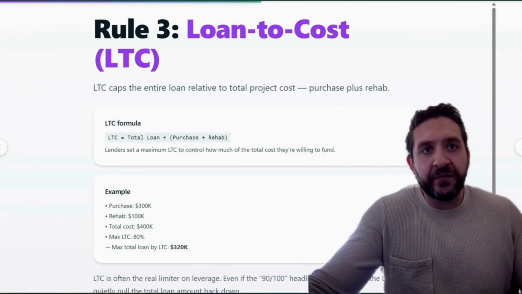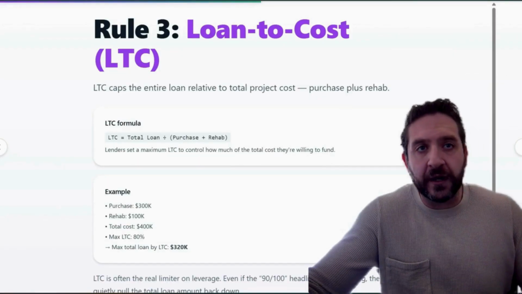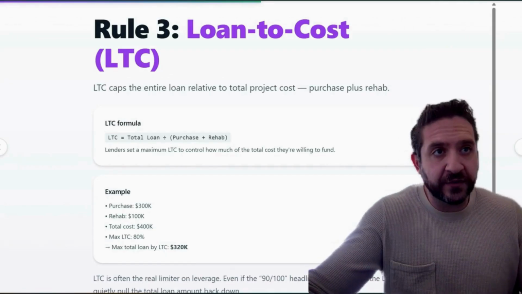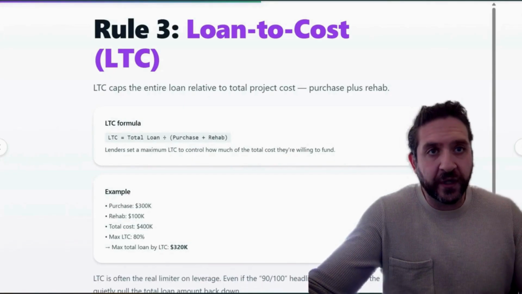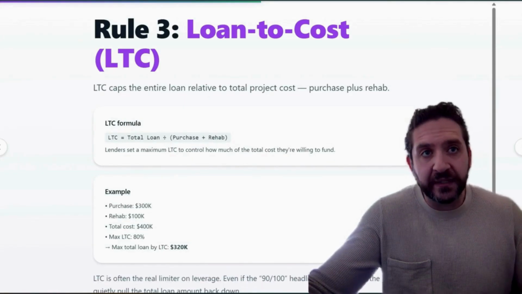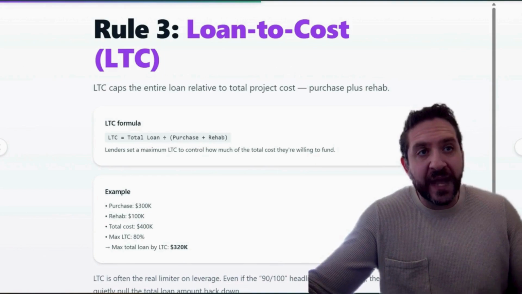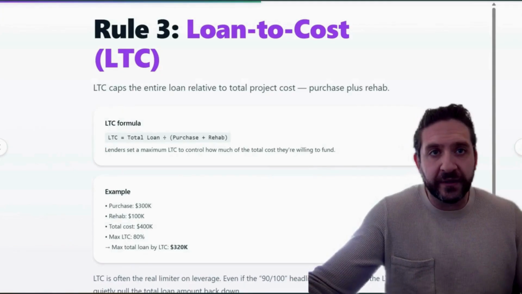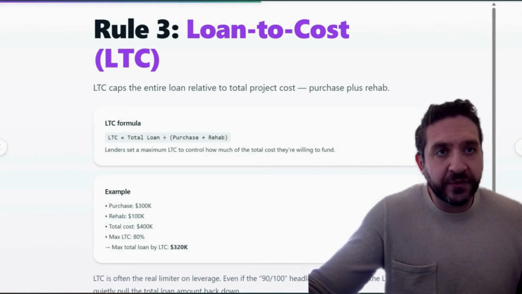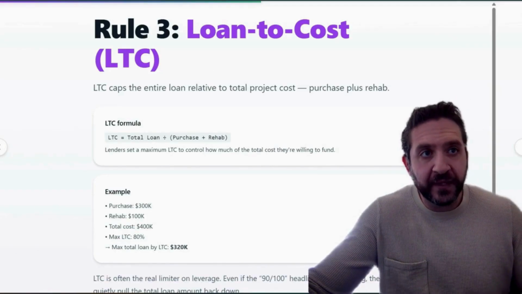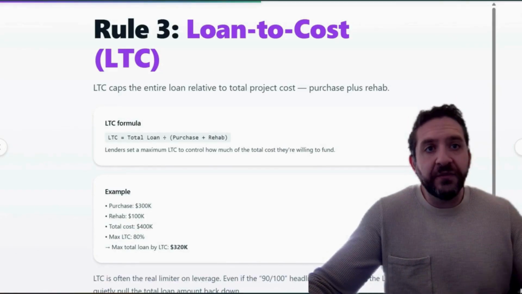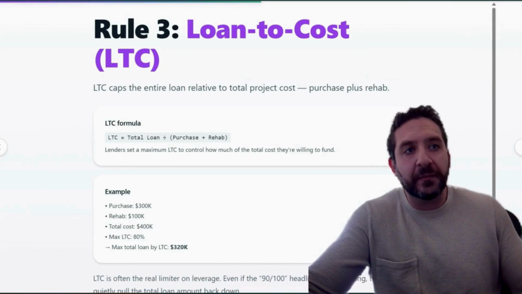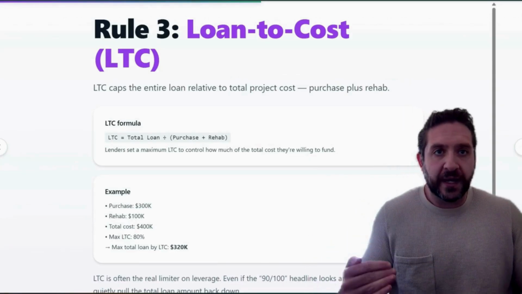So if, let's say, our imaginary investor, Bob, is buying for 300 and putting in 100 to renovate it, the total cost of the project is 400. At 80% LTC, the lender is saying the maximum total loan we'll ever do on this deal is $320,000. That 320 includes both the purchase money and the rehab money together. So even if the headline says 90% of purchase and 100% of rehab, the LTC cap can quietly pull that total amount back down.